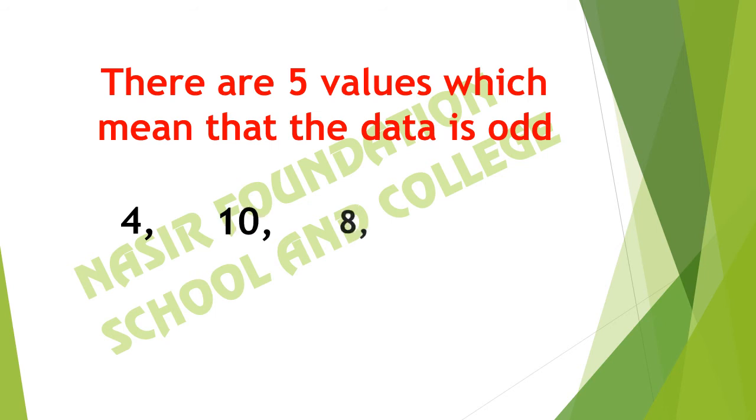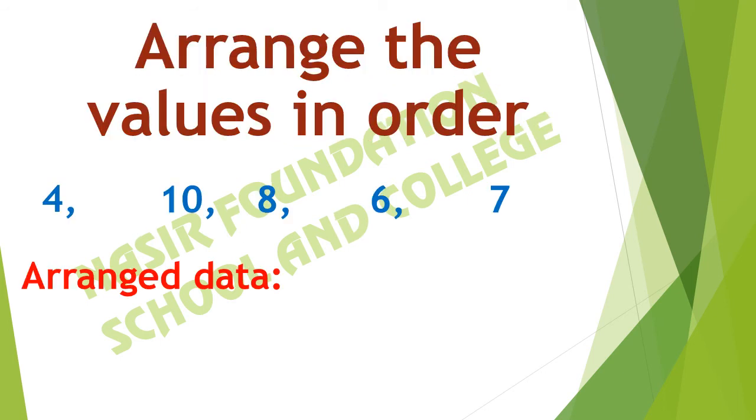1, 2, 3, 4, 5. These are 5 values. First of all, we will arrange the values in an order. From the data, we see that 4 is the smallest number, so we will write 4 here. After that, it comes 6. The next number that comes after 6 is 7. So we will write 7 here. After that it comes 8. The next value will be 8 and then it comes 10. So we will write 10 here.